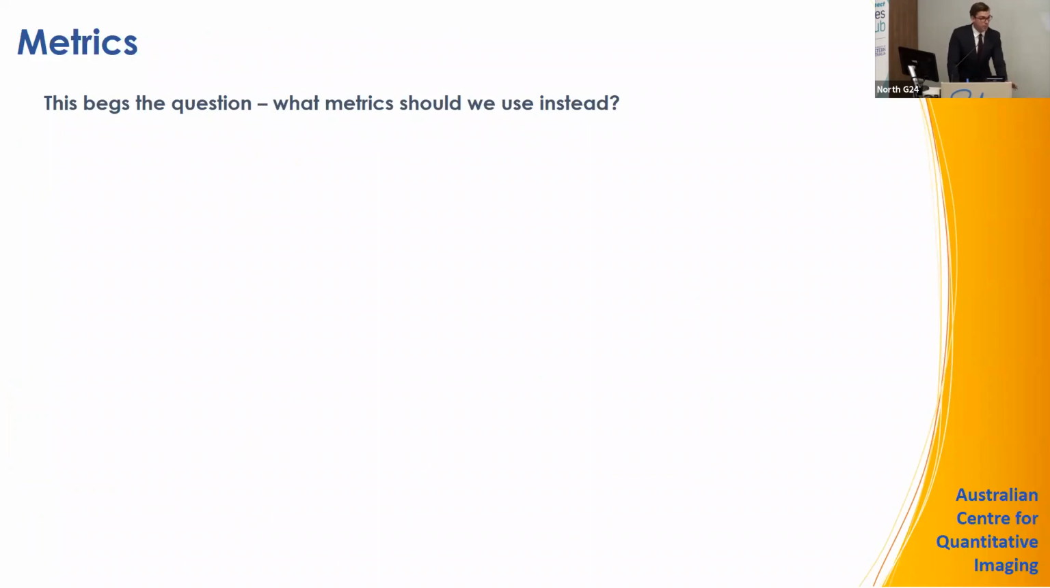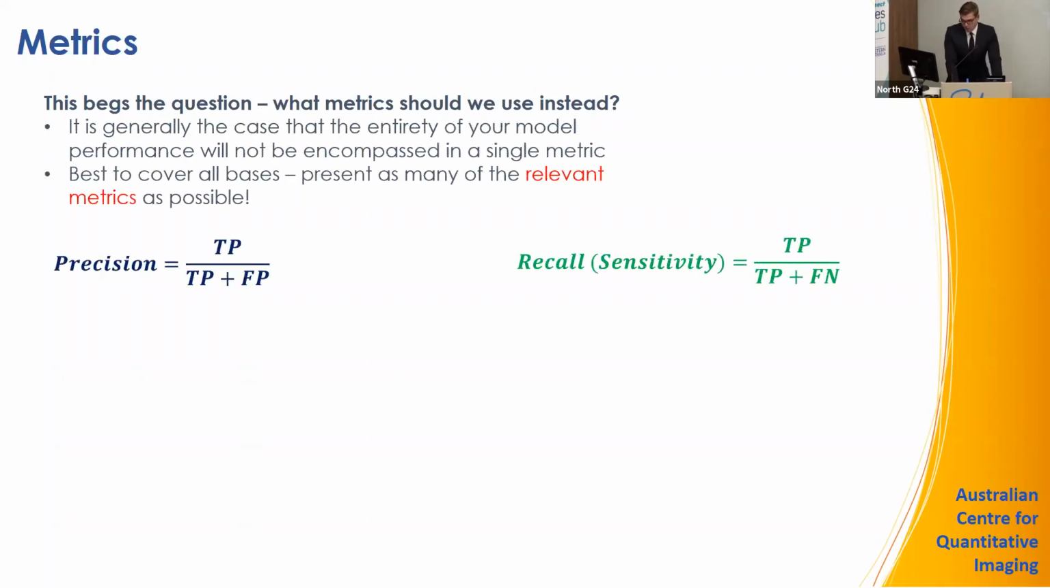So accuracy can work if you have equal distributions of the classes, but with large class imbalances, it's almost the worst one you can use. So what should you use instead? Well, you can't really characterize all the performance of your model in a single metric. So it's best to cover all your bases and present as many of the relevant ones as possible.